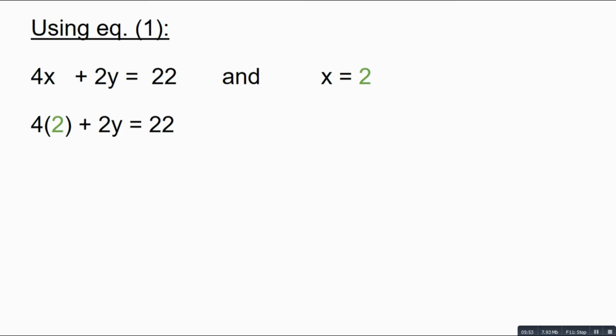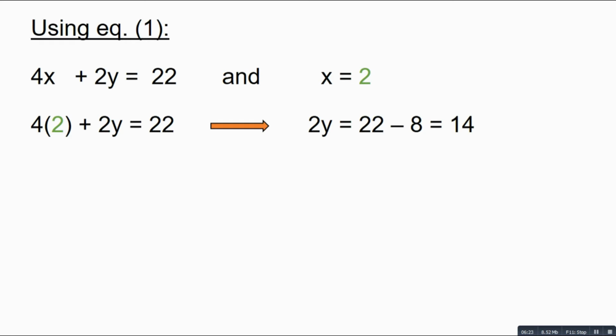Can you solve for y? It's easy to solve for y now, because what we can do is keep the term 2y on the left-hand side and move all the other numbers to the right-hand side. When you do that, you end up with 2y on the left-hand side, equal to 22 minus 4 times 2, which is 8. When you move it from the left-hand side to the right-hand side, it takes a negative sign. So 22 minus 8 is equal to 14. So 2y now is equal to 14.